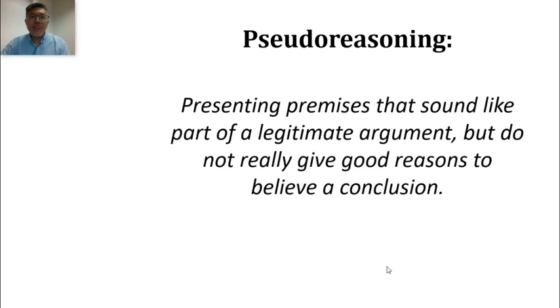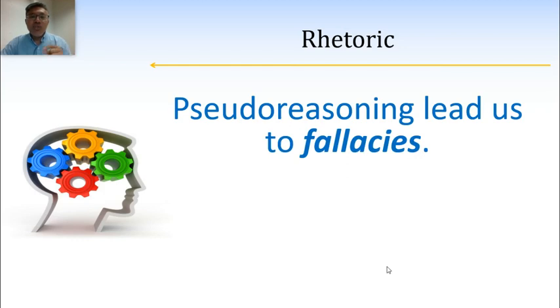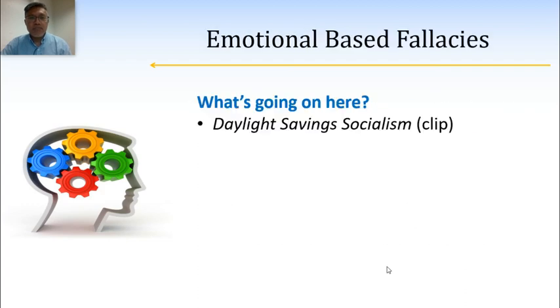This is when we present premises that sound like part of a legitimate argument, but do not really give good reasons to believe a conclusion. So, as a result, this sort of pseudo-reasoning leads to fallacies. And fallacies are mistakes in reasoning. Okay, so we'll take a look at various common fallacies that involve emotion, specifically emotion.